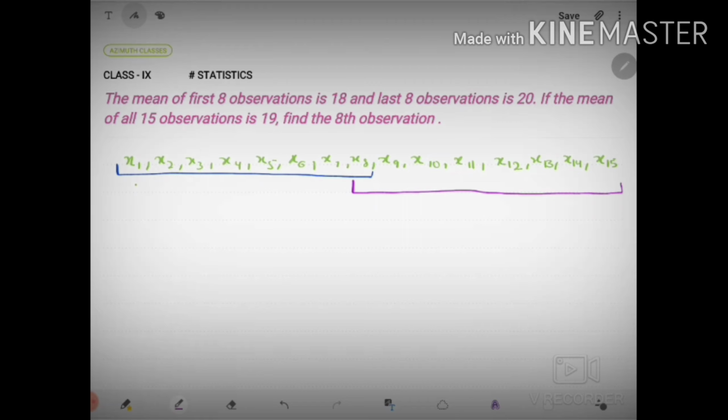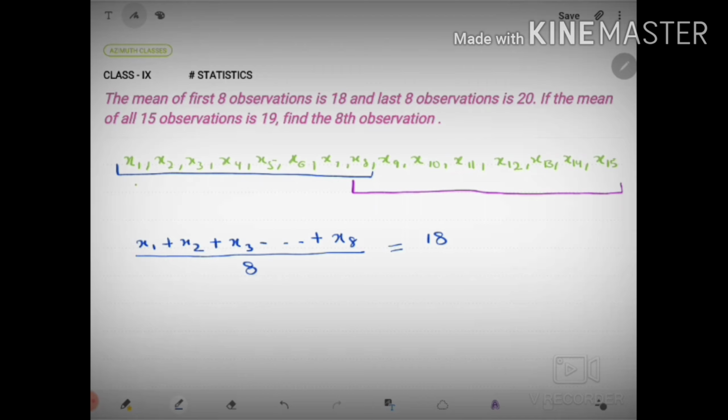If you notice over here, x8, the 8th observation, is in the first group and in the second group as well. So it's a common value, it will be a common value in both the equations. So let us see how equations will be formed and how it can be simplified. For the first 8 values, I can write this as x1 plus x2 plus x3 and so on till x8 divided by 8. This is the mean, and according to the question, it is given as 18.